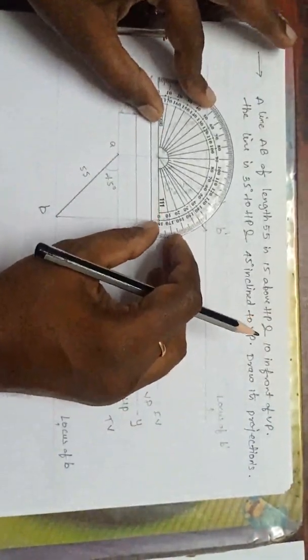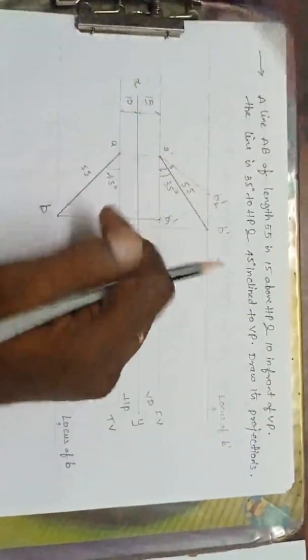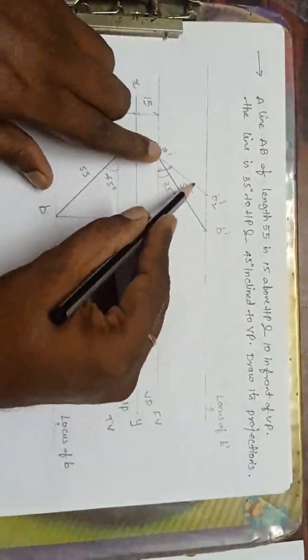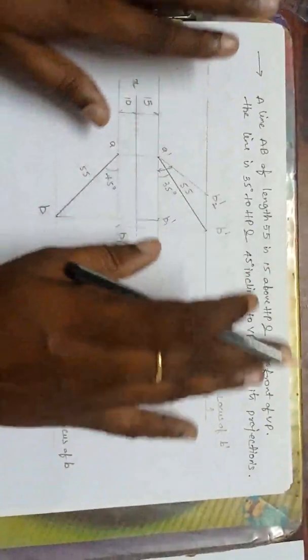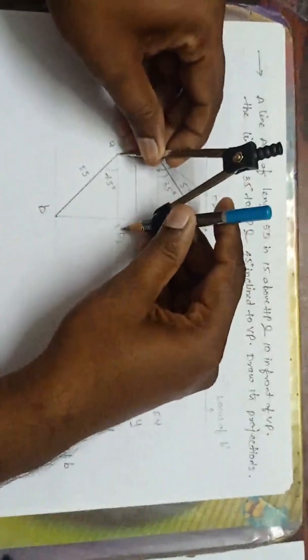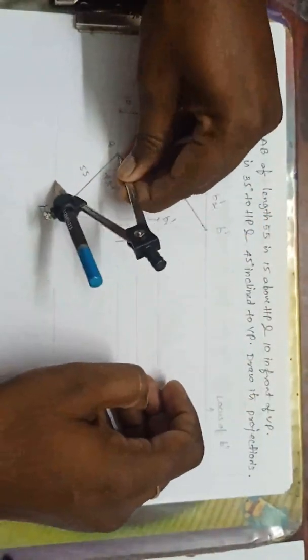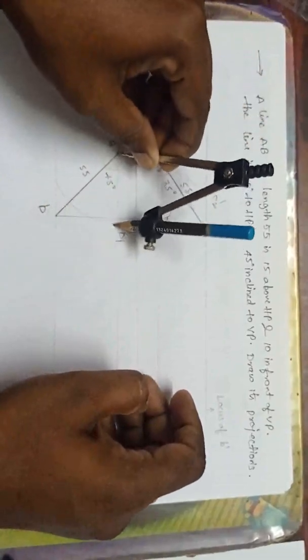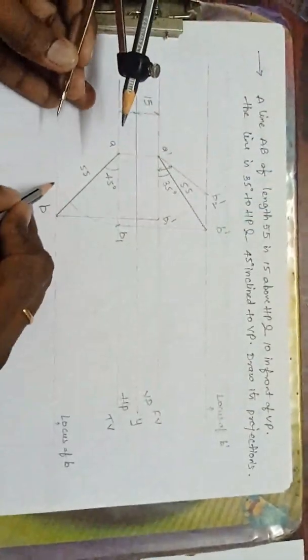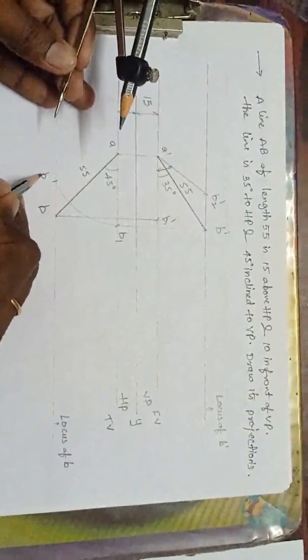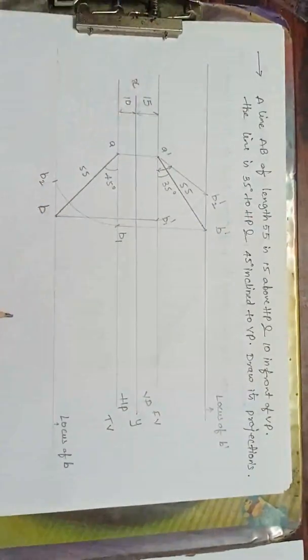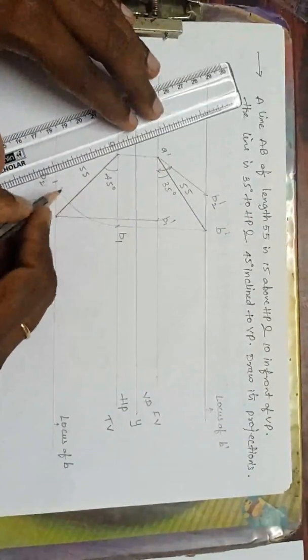This is 55 degrees. The imaginary angle is 55 degrees. So I will not write anything here. Now next, what to do in the top view? I'll take length A to B1, with A at the center, and cut here, up to here. What is this? This is B2. Join A, B2.